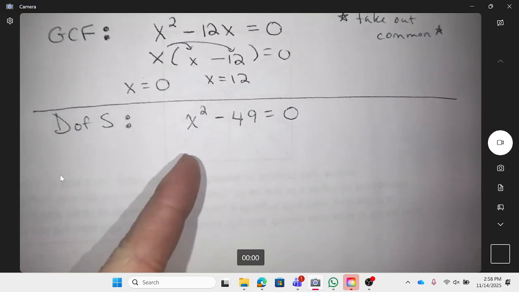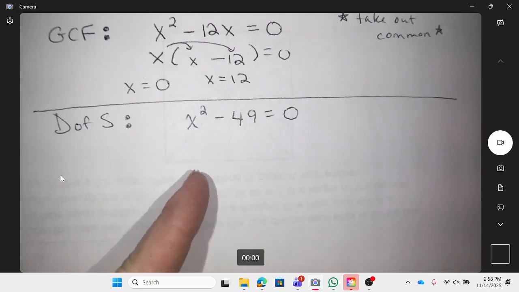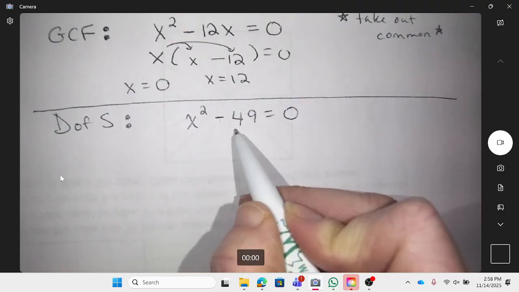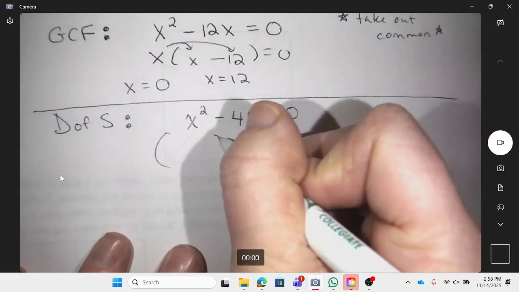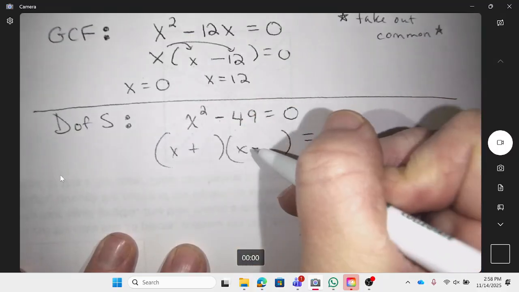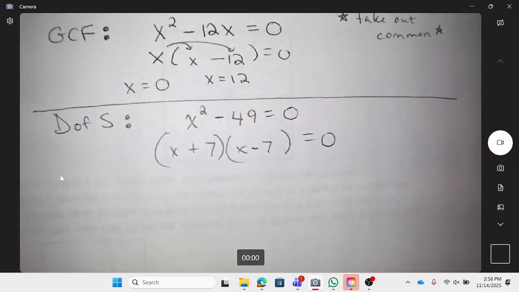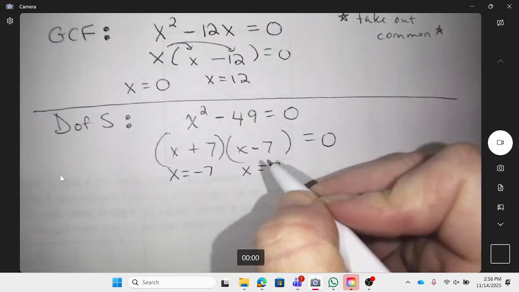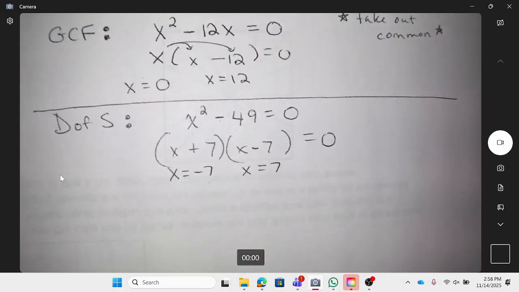Okay, so why is this called a difference of squares? Because difference is subtracting, and this is a squarable thing, and this is a squarable thing. So 2 brackets, x plus minus 7, right? Because negative 49. I need to have an add and a subtract. X equals negative 7, x equals positive 7. Okay, what do you think? Do you need instructions on your cheat sheet, or you're going to understand what's going on with your example?